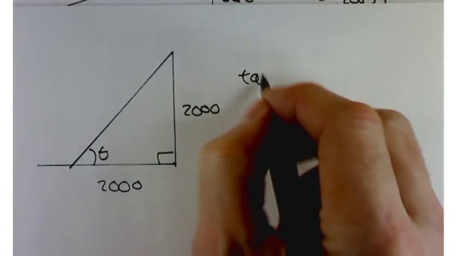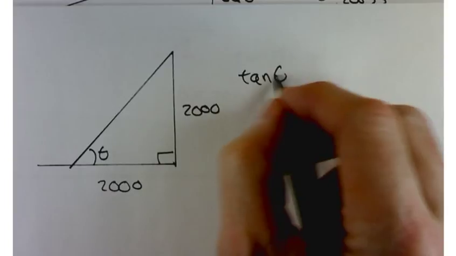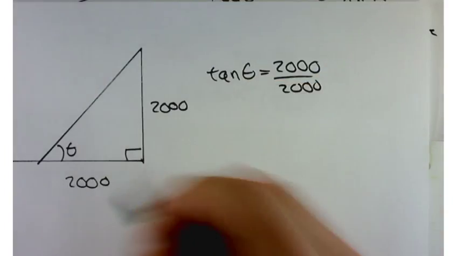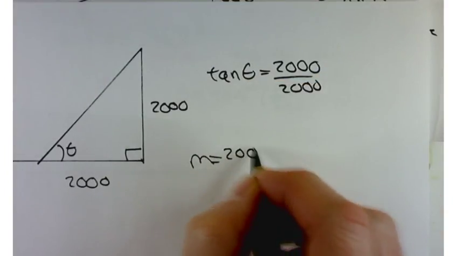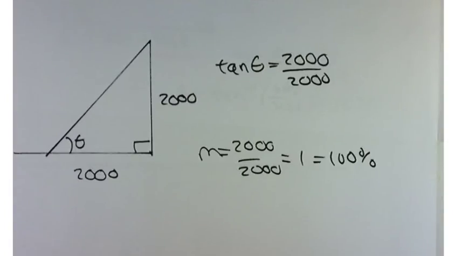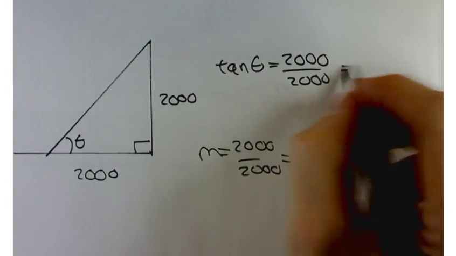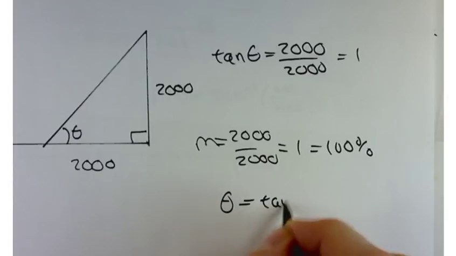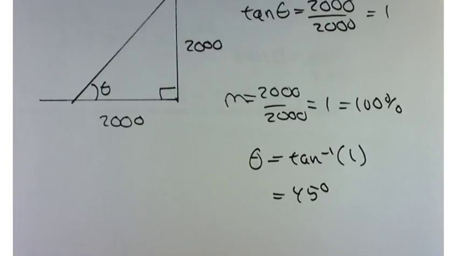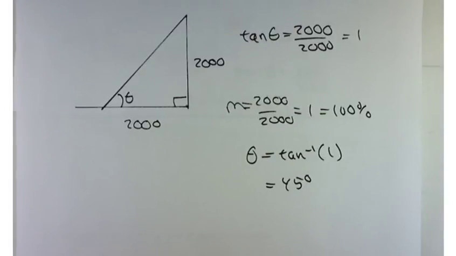But let's see that a different way. The tangent of theta is 2,000 over 2,000, which is 1, which is 100%. So that's your slope. That's your percent grade. So you're skiing a 100% slope. Wow, that sounds really awesome. But really, if you work it out, theta is the inverse tangent of 1, which is 45 degrees. So that doesn't sound as impressive. Tell people you ski down a 100% slope or a 98% slope, and you sound really cool then.